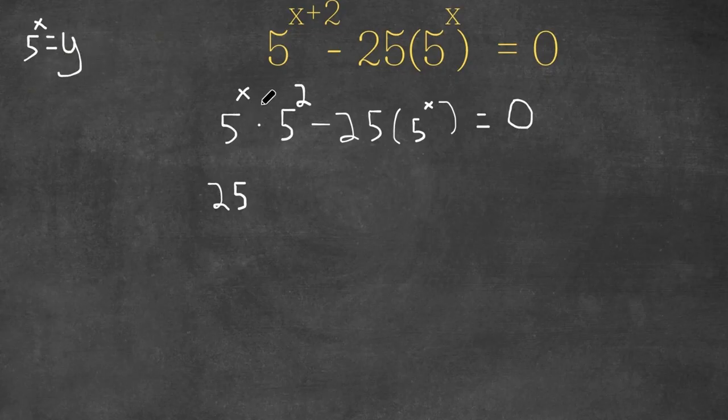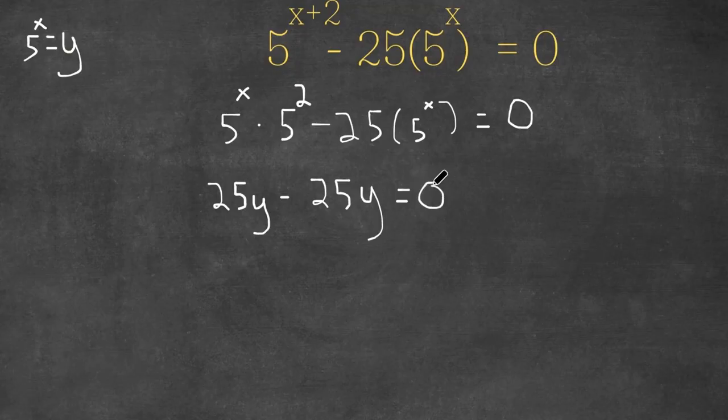So 5 to the power of x equals y, then this is 25y minus 25 times 5 to the power of x, which is y as well. And this equals 0. And as you can see, 25y minus 25y, well, that's just simply 0. So as you can see, we have 0 equals 0.